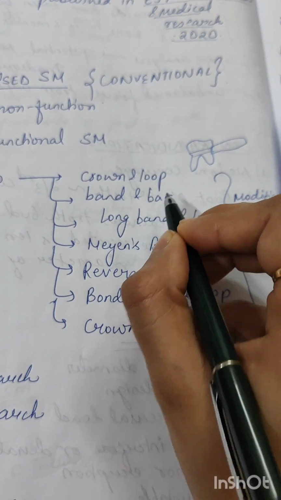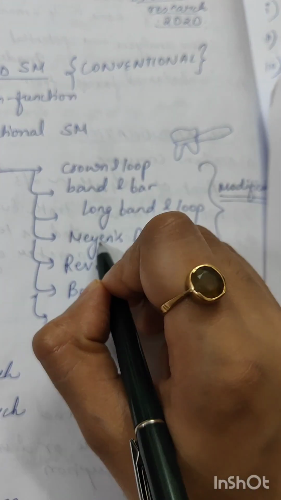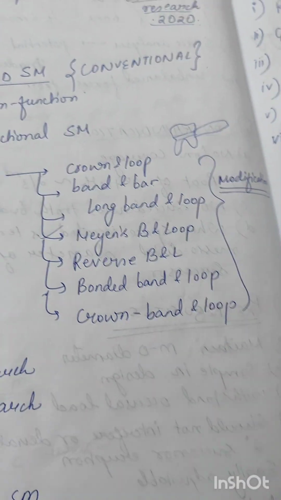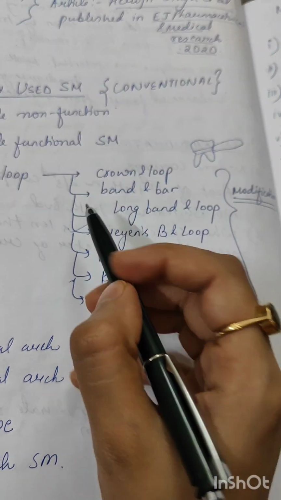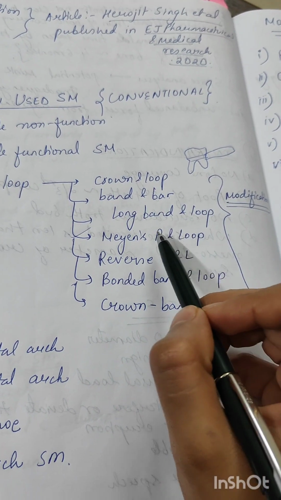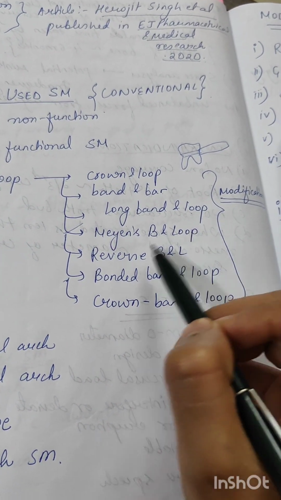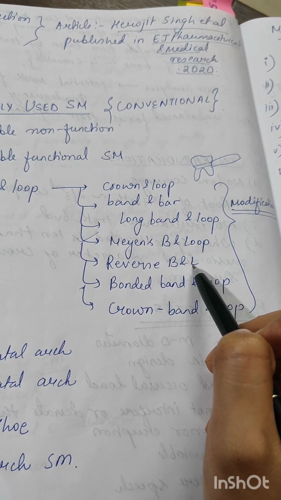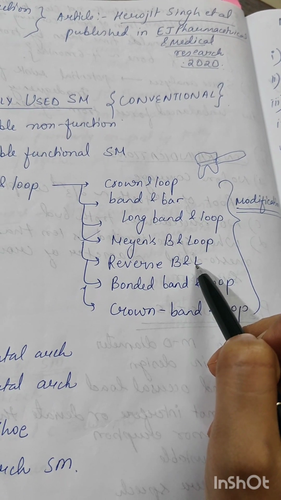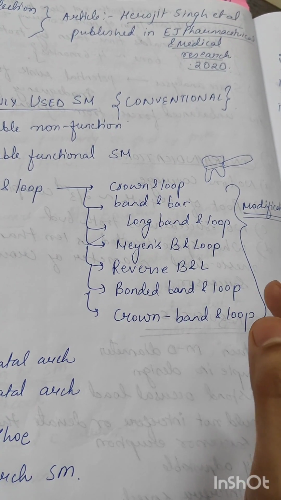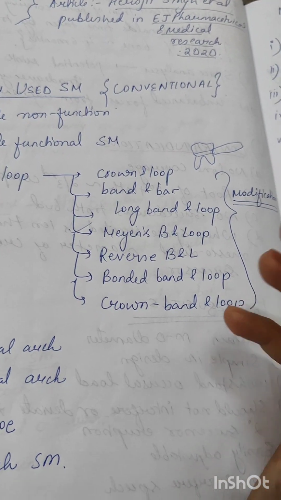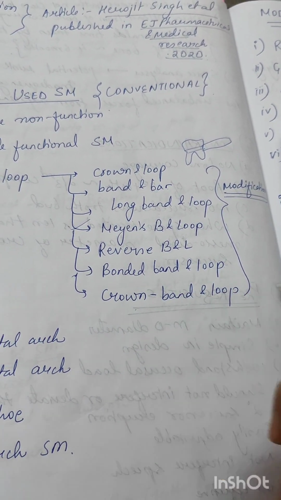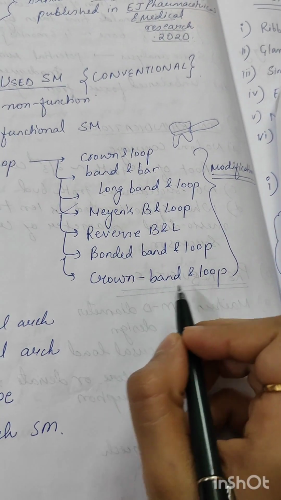Band and bar space maintainer, long band and loop space maintainer, Meehan's band and loop maintainer. That is what happens in cases where there is an enlarged tongue, macroglossia: the width of the band and loop is decreased. Reverse band and loop: in cases of premature loss of E, we can band the D. Bonded band and loop space maintainer: over the crown you can give band and loop space maintainer.